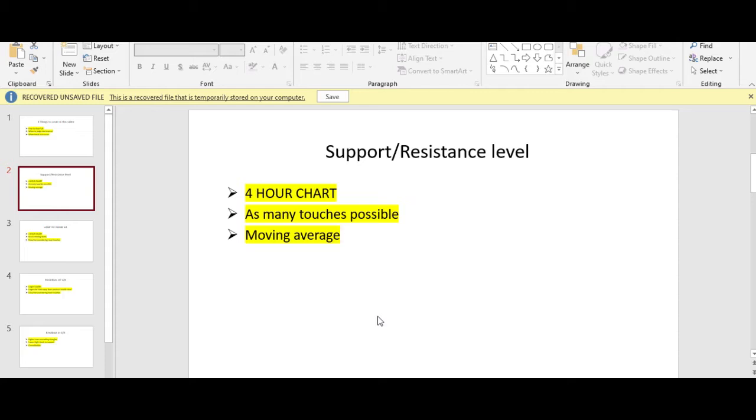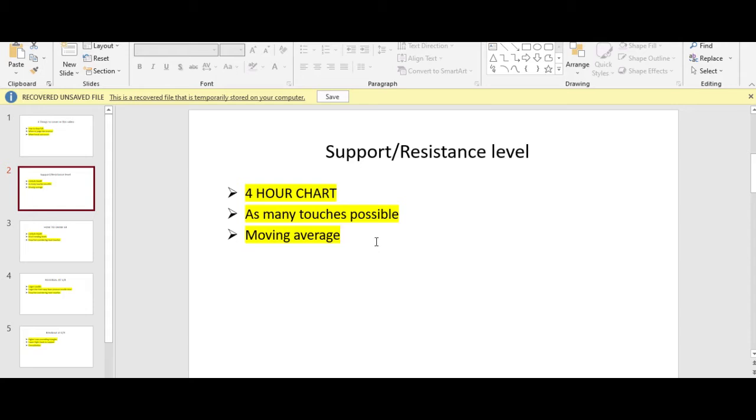Then draw the line considering the most touches. So we come to the next topic. We completed the first topic, how to draw support and resistance. Then second comes the reversal at support and resistance. Okay, so that we will cover now, to know when the reversal happens at support and resistance.